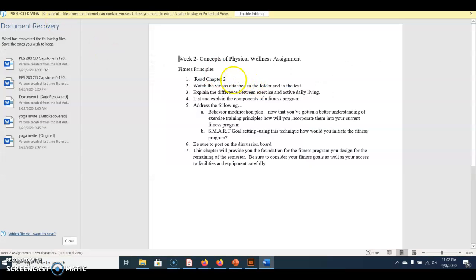So for this week, you're going to read chapter 2. Please don't send me an email or a letter that says, yes, I read chapter 2. Yes, I watched the videos. I'm hoping that you do that. I don't need that. But then if there's an explanation or something along these lines, then that's what you would do. Okay? So first and foremost, it says, explain the difference between exercise and active daily living.